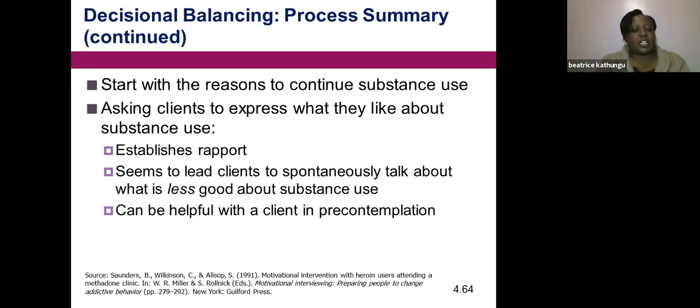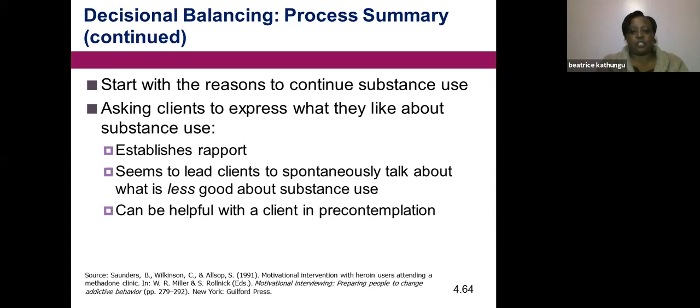But if they walked in and I start asking about the bad things about the substance, and by the way, sometimes we use the word bad things, they defend themselves and give you 101 reasons why the substance is good. So let's remember, begin with the reasons to continue using, or the benefits, and then the costs, and then we go to the other side.